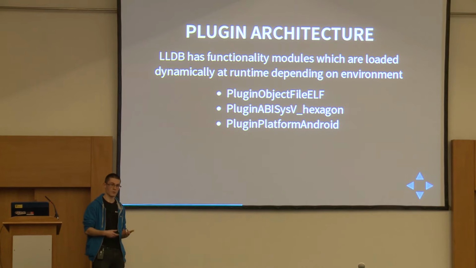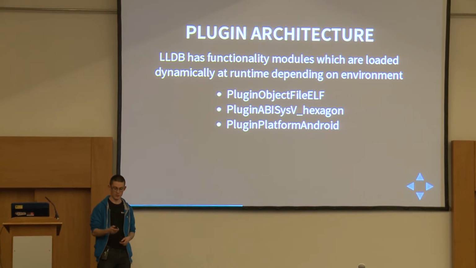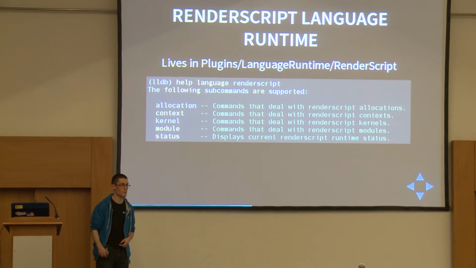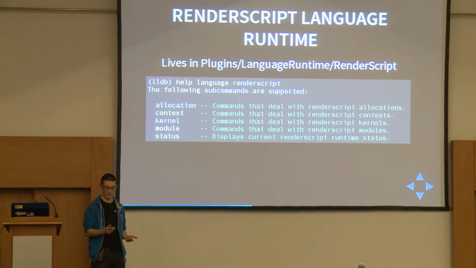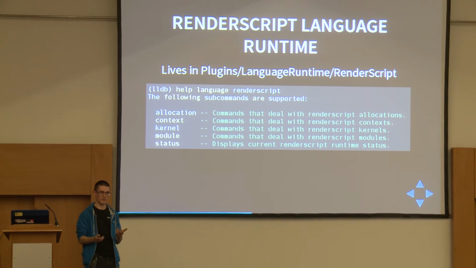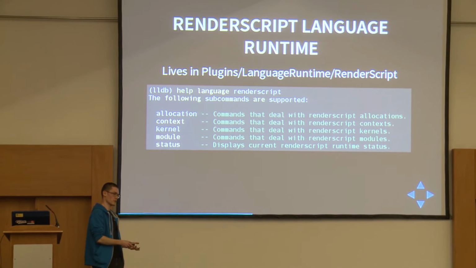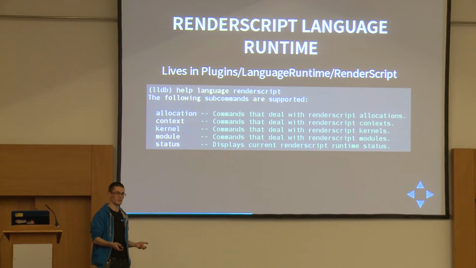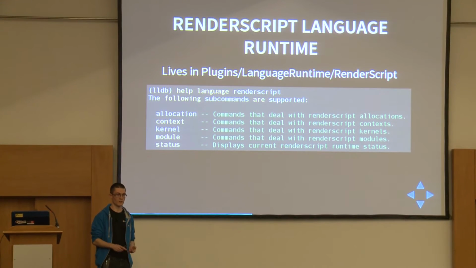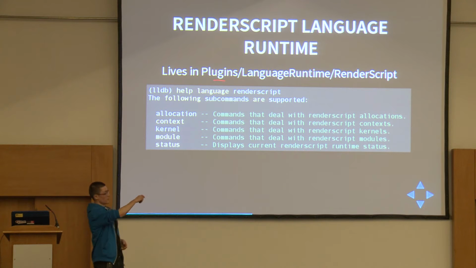LLDB works out from the environment exactly what functionality you need. Well, what kind of plugin is RenderScript? Well, it's a language runtime. This is slightly different from a language plugin because RenderScript is essentially C99. So we can already use all that front-end Clang and C stuff we've got in LLDB. And instead, we use it as a language runtime in this directory here inside the source tree.